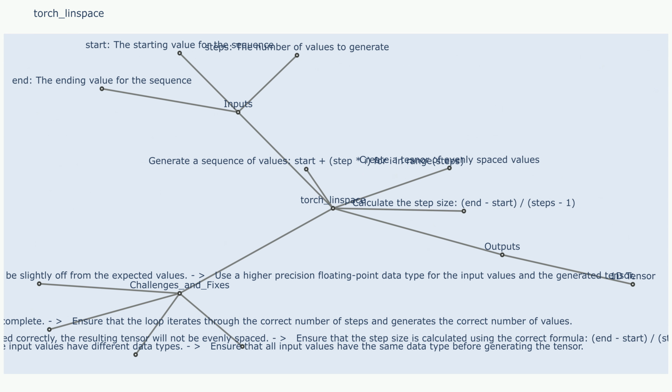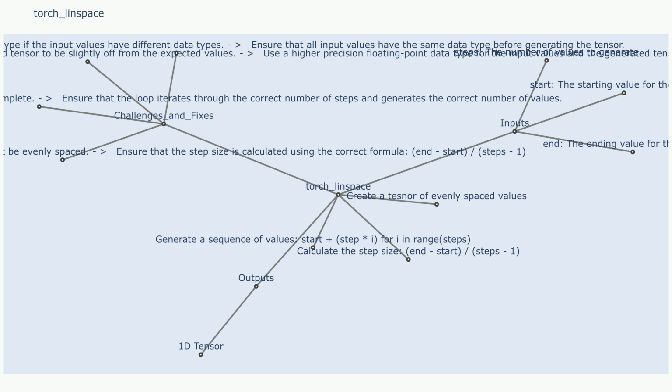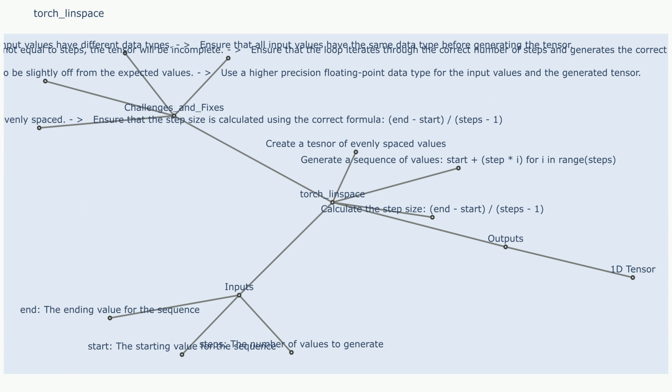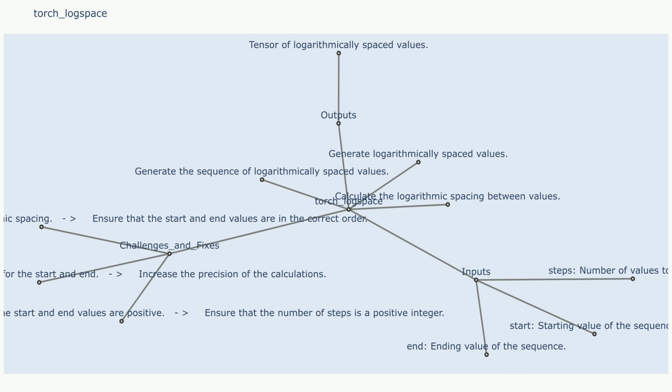Challenge 2: if the end value is less than the start value, the function will generate a sequence of decreasing values, moving from the start value toward the end value. Sample use case that resulted in challenge 2: torch.linspace(10, 0, 5). Fixes to challenge 2: to generate a sequence of increasing values, ensure that the start value is less than the end value.